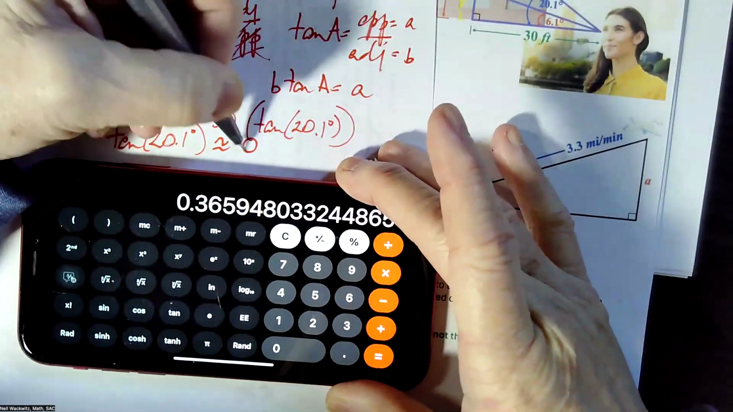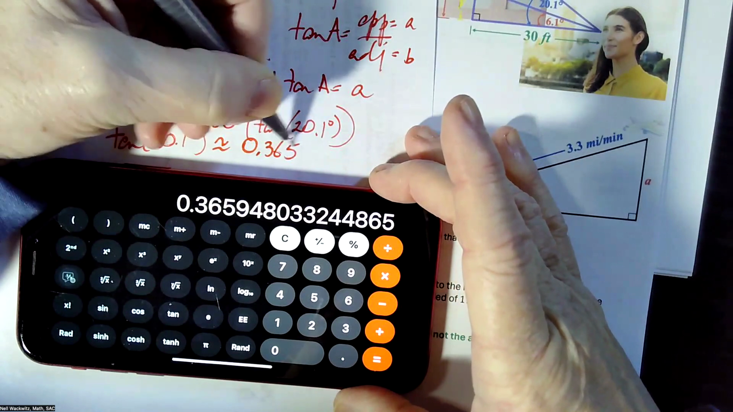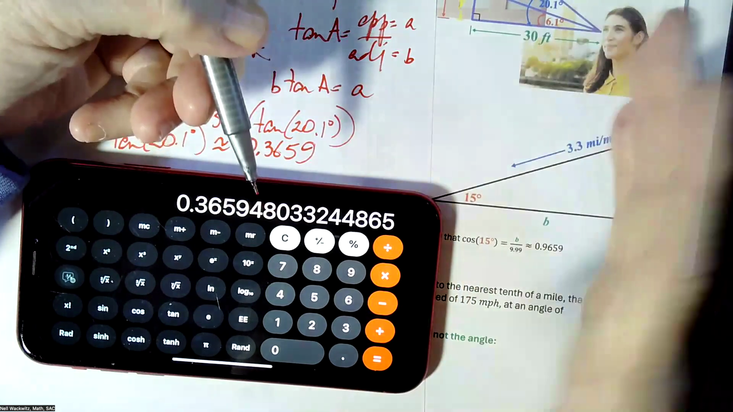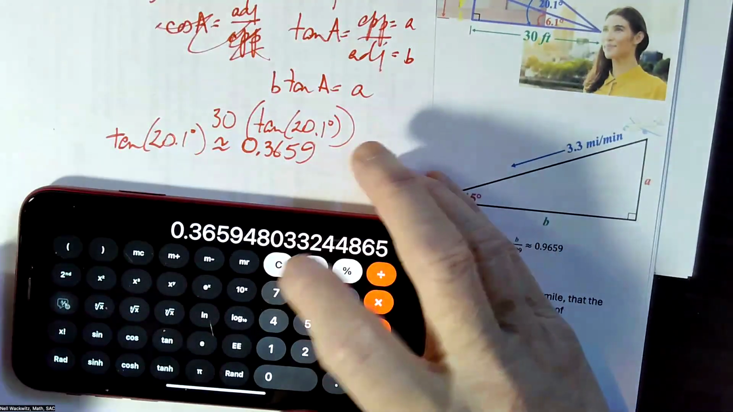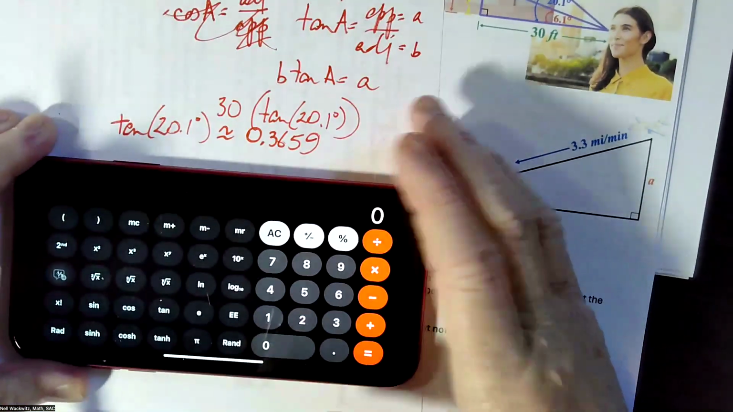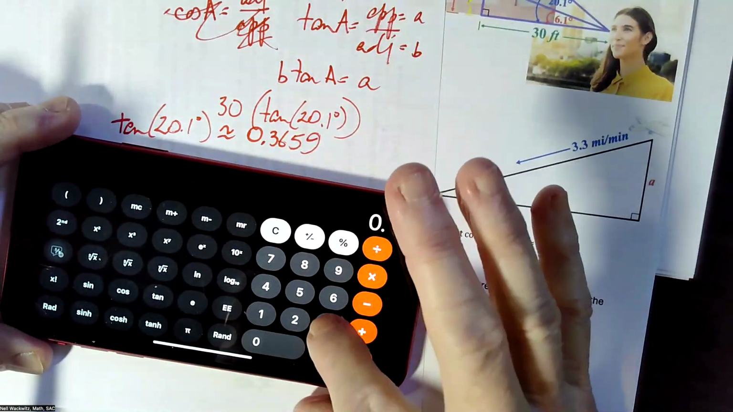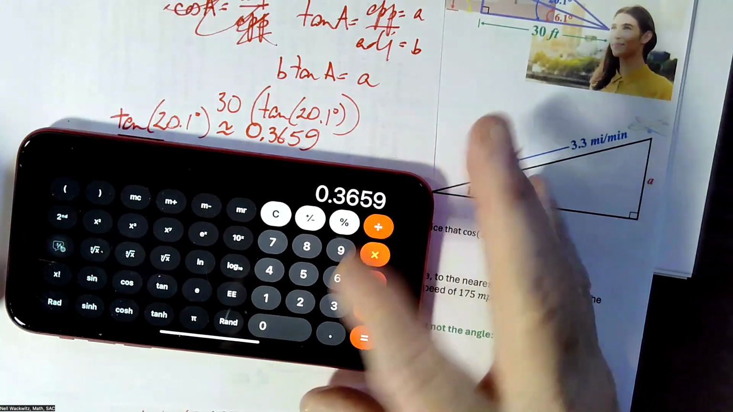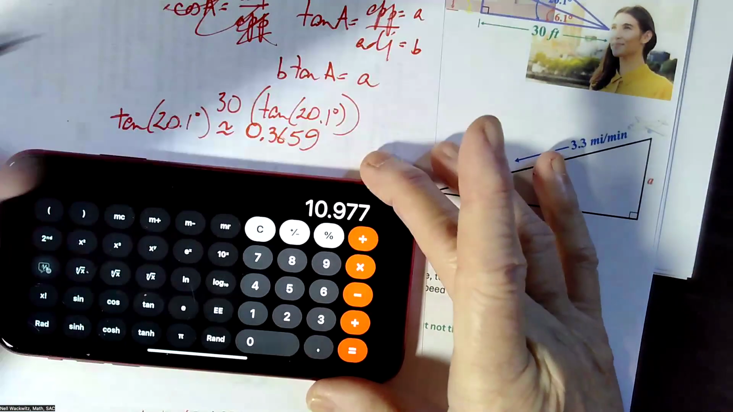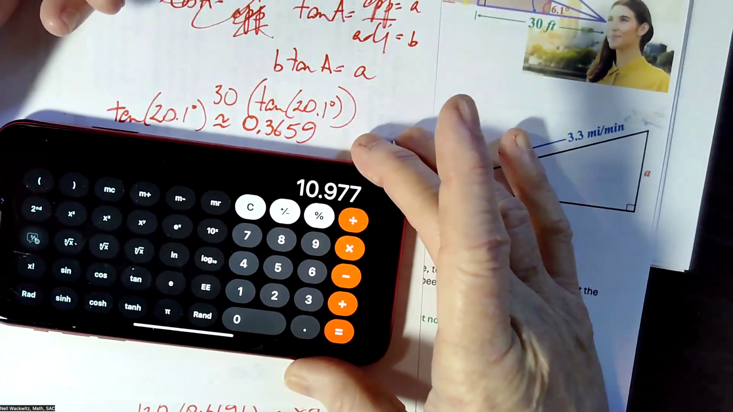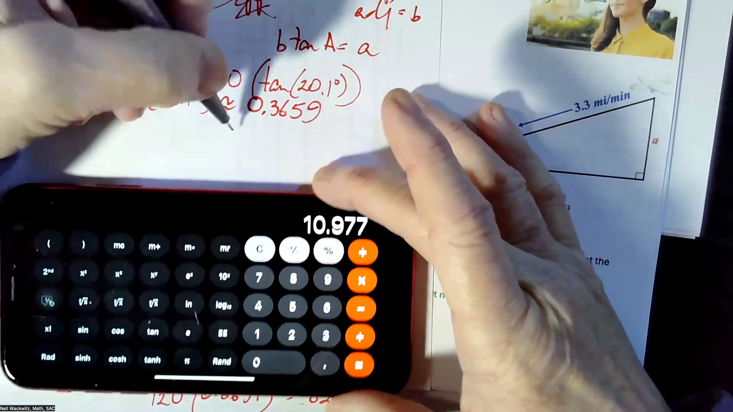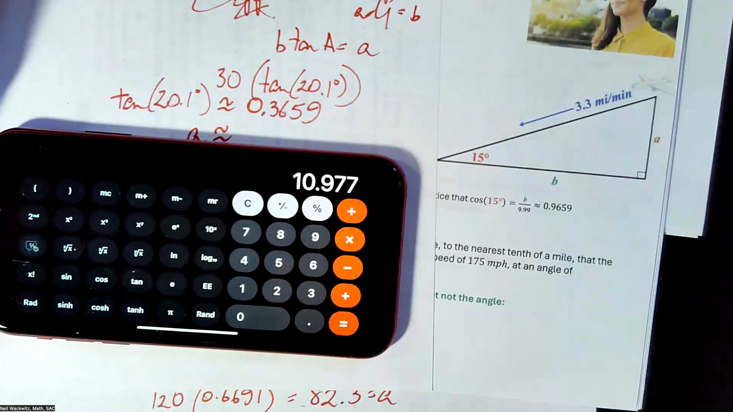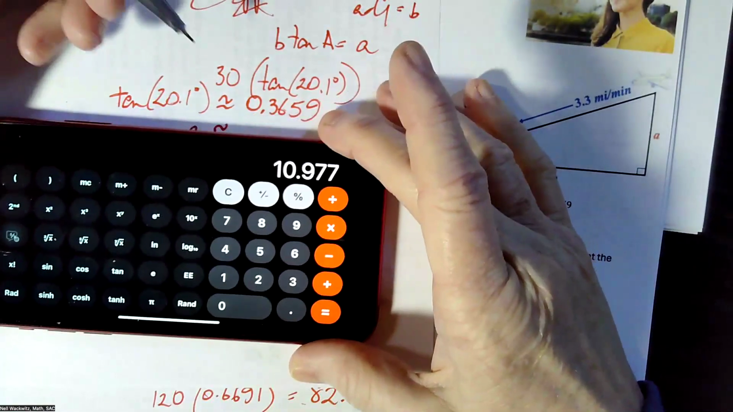So it's 0.3659. This is almost 5, but not quite, so we don't round up. And I have to erase that and multiply. So now I've got 0.3659 and I'm multiplying that by 30, and I get 10.977. Okay, so I get that little a is approximately, let's do 2 decimal places and round at the end.